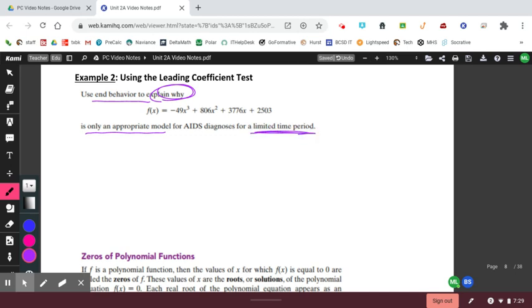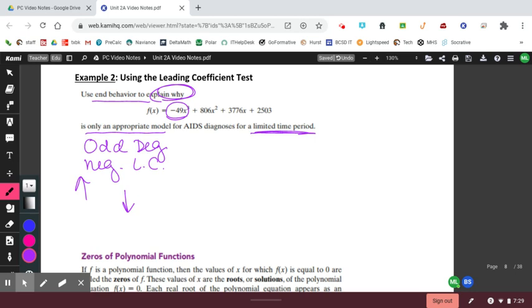Well, if we look at this function, there's our term with the highest exponent. So we have an odd degree with a negative leading coefficient. So if that's the case, our end behavior should rise left, fall right. Okay, so odd degree, negative leading coefficient. So it should rise left, fall right.